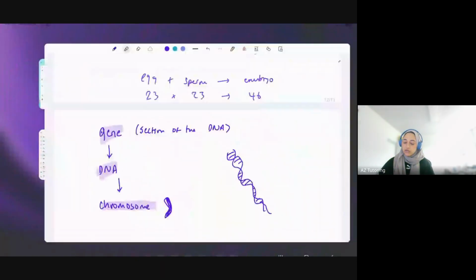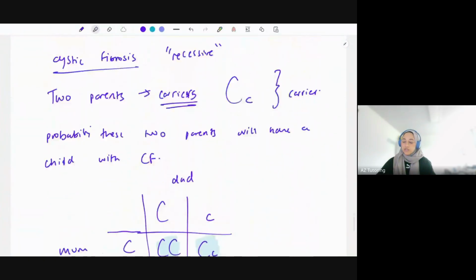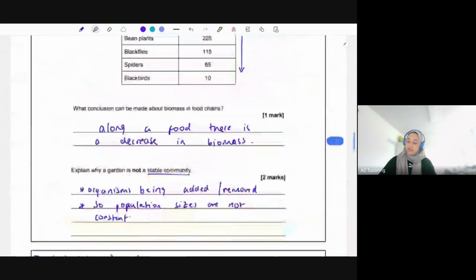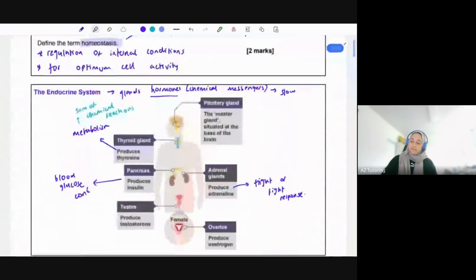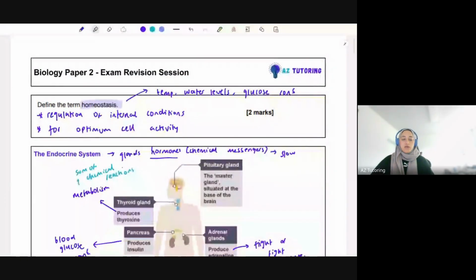Has anyone got any questions or anything they want me to cover before I wrap it up there? There's a lot less content compared to all the paper ones for biology paper 2, chemistry paper 2, and physics paper 2 for combined.